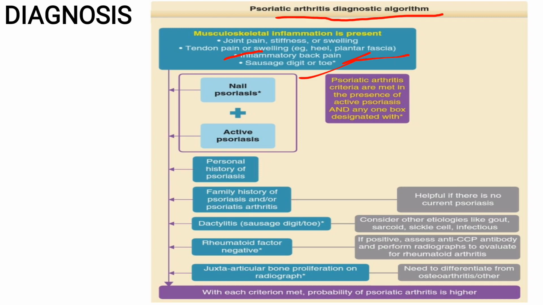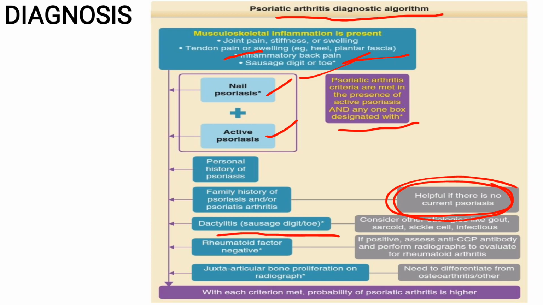Psoriatic arthritis criteria are met in the presence of active psoriasis and any one of the boxes designed. According to the CASPAR criteria, check for nail psoriasis, presence of active psoriasis, and a personal history of psoriasis, family history of psoriasis and psoriatic arthritis. It is helpful if there is no current psoriasis and dactylitis, a sausage-shaped swelling of fingers or toes.